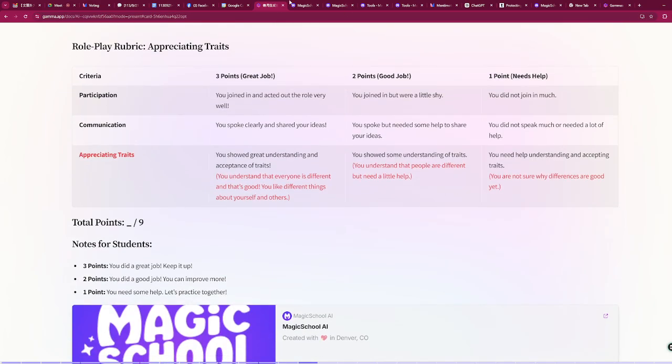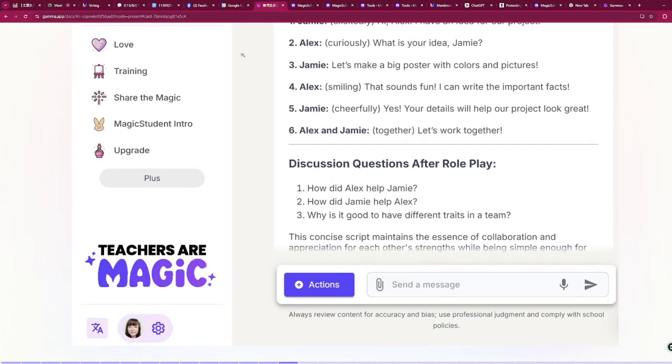All right, in the next hour, I would give you time to explore these tools, and I would give you a link so that you could join my class on MagicSchool.ai for students. But for now, I'm going to go through the role play rubric, appreciating traits. So remember the role play part. The role play part is this, right?